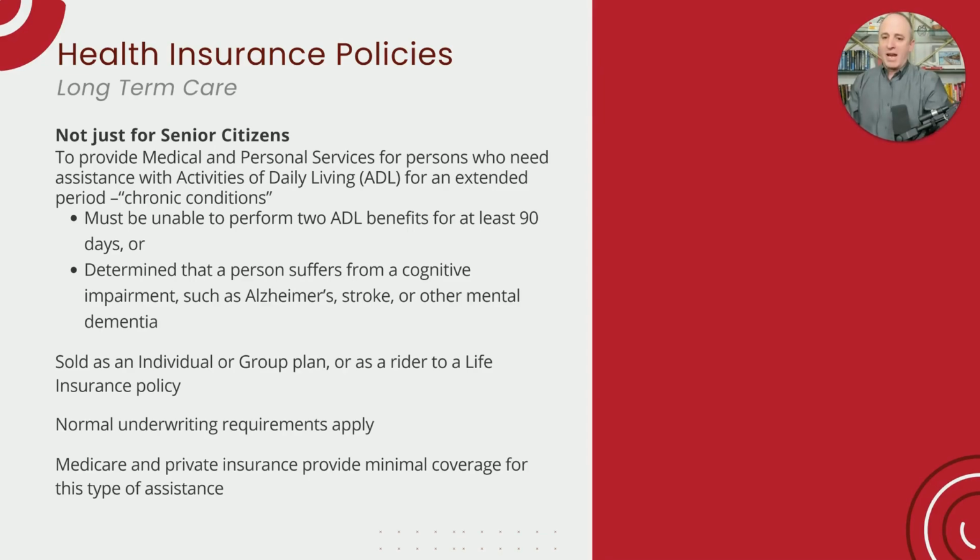So anyone of any age that has one of those two things occur is going to basically qualify for a long-term care benefit. Now, if you've already got one of those things, you're probably not likely to qualify for a long-term care policy, but you can qualify for the benefit assuming the policy was already in place. And Medicare does not provide a lot for this. Typically, private health insurance does not provide a lot for this.